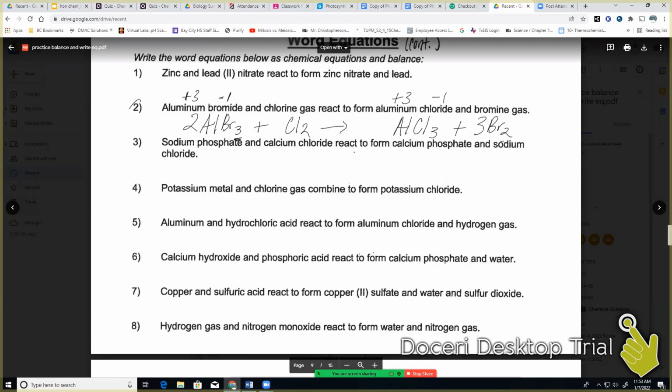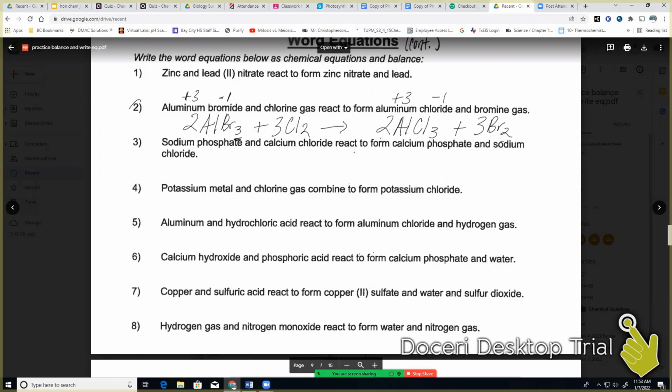So now I see that I have 2 aluminum, so I'm going to come and put a 2 in front of my aluminum chloride, which now gives me 2 times 3, 6. So come back and put a 3 here. So that alternating 2, 3, 2, 3, as you do some practice, for some reason, it tends to come up a lot.